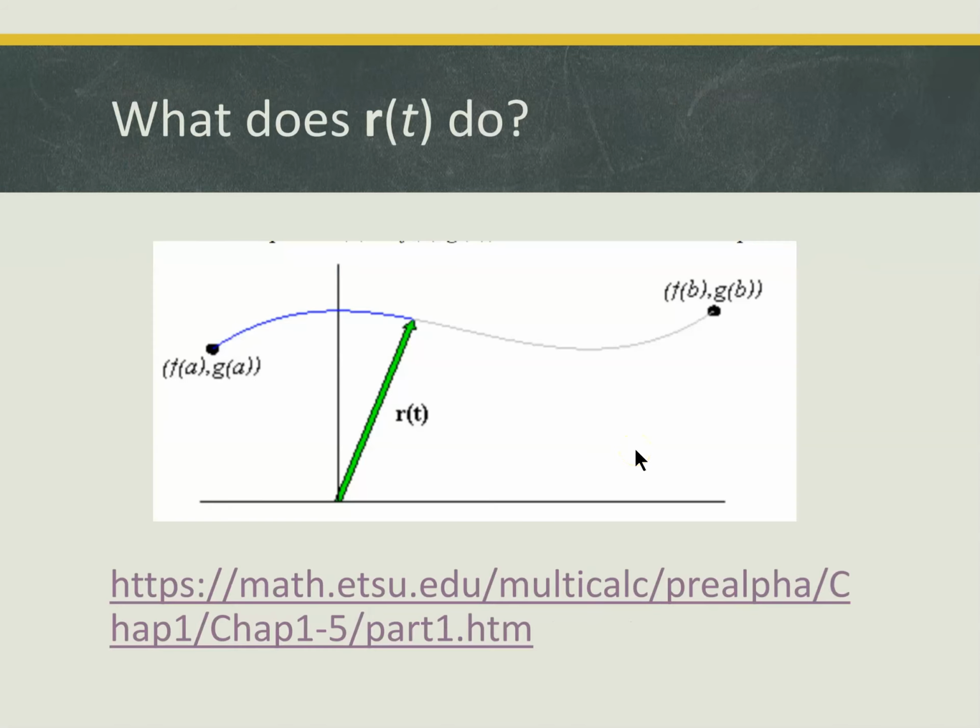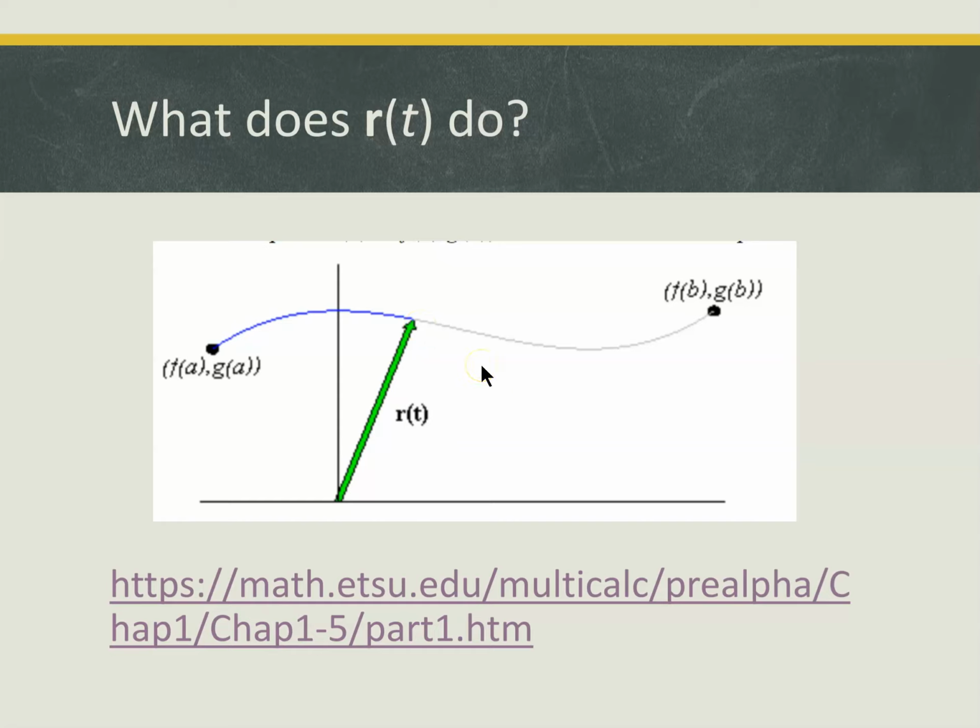So you might be wondering, what does r of t do? Well, r of t is a vector, and its initial point will lie at the origin. And the tip of the vector r of t identifies points along a curve.